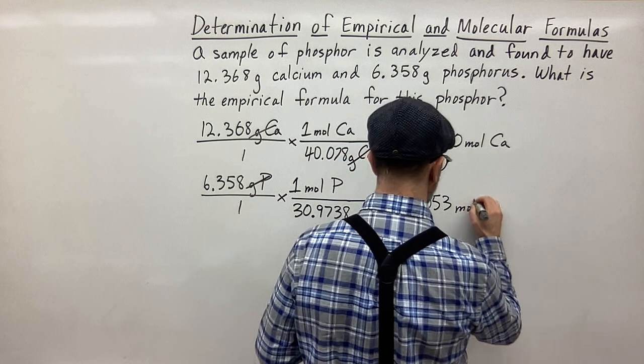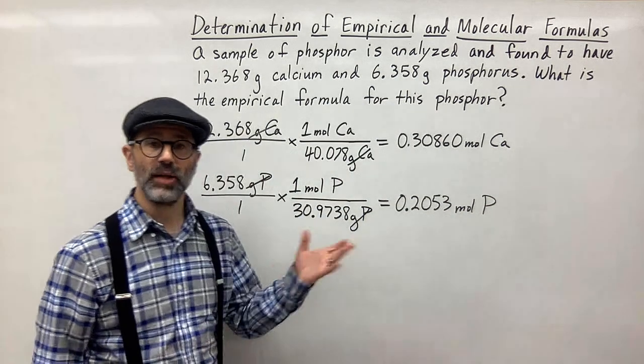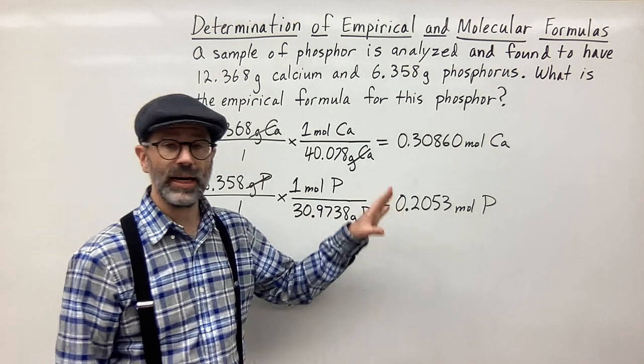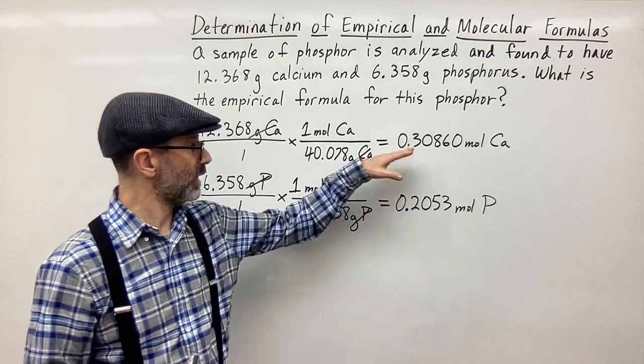0.2053 moles of phosphorus. Okay, so that's the first step. So I've converted grams to moles. Now that I have moles, I can figure out what the mole ratio is between these.